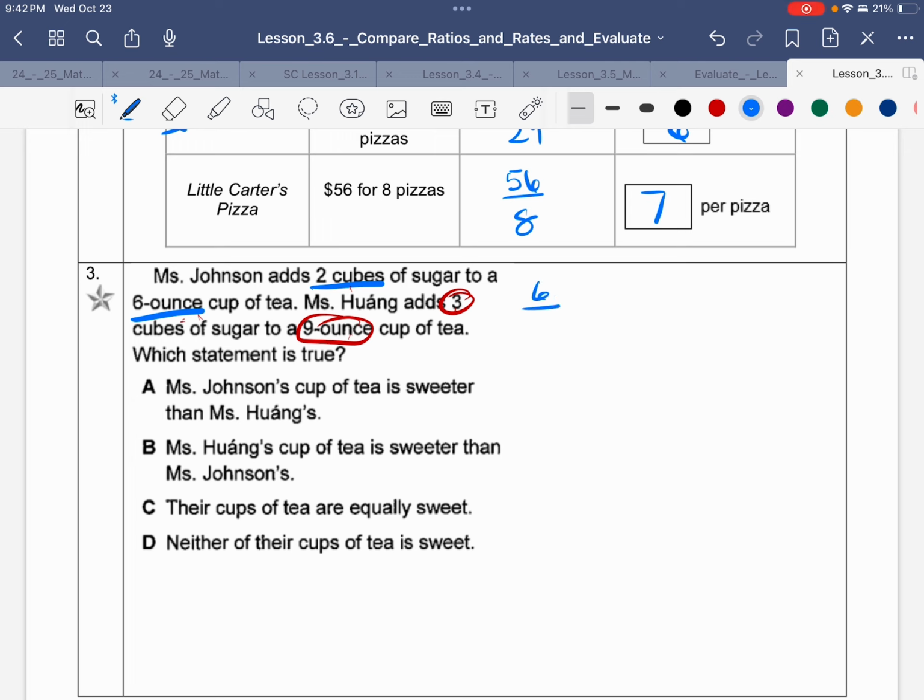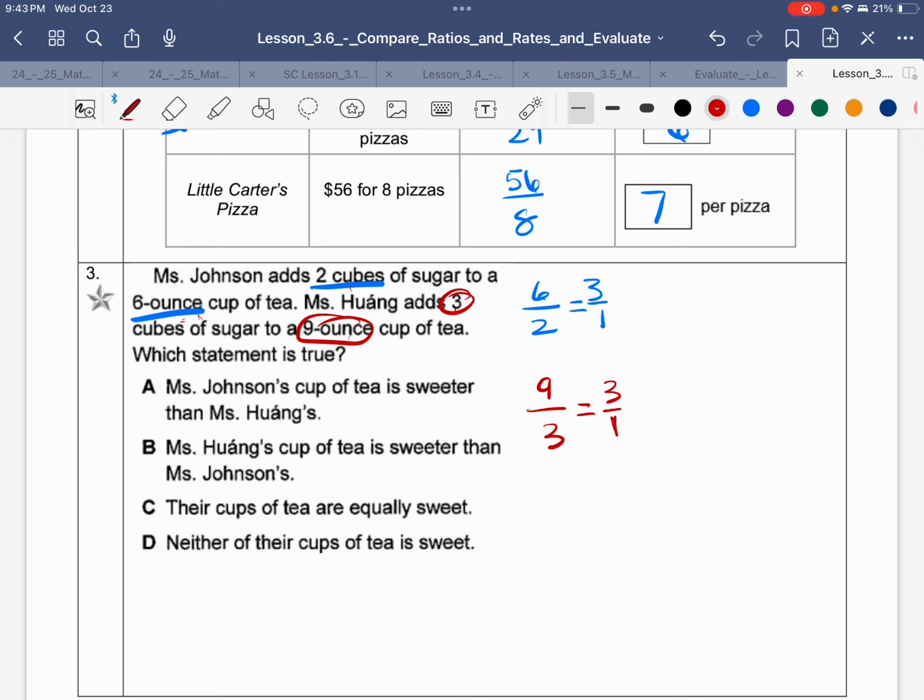6 ounces, 2 cubes. So for 1 cube would be for 3 ounces, right? If we do the opposite way, 6 ounces, now we have 9 ounces, and 3 cubes. So 1 cube here is for every 3 ounces. So they have the same kind of unit rate. For every 3 ounces of tea, they're both putting 1 cube.